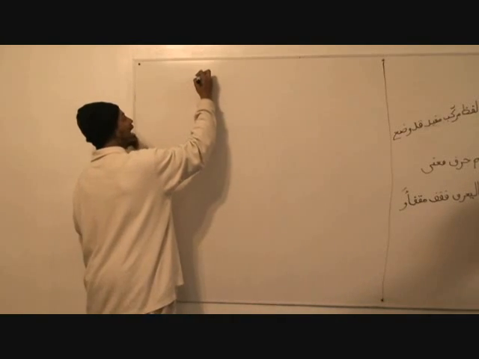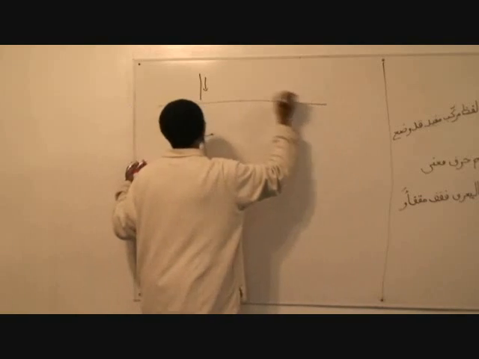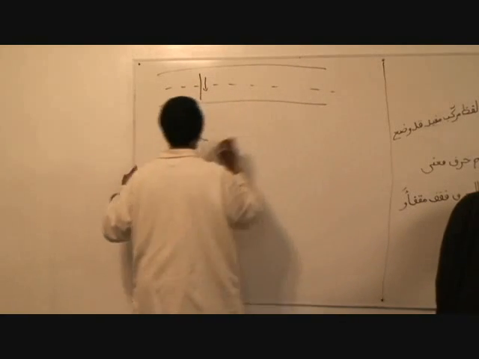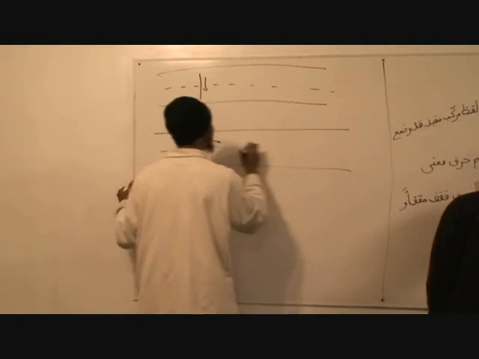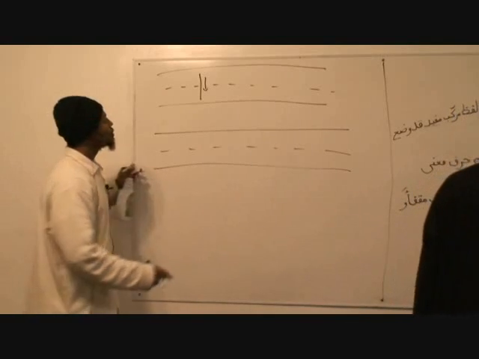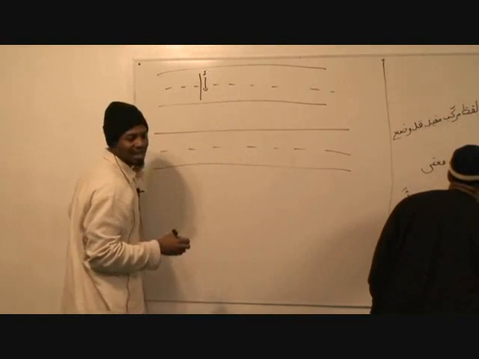Alif. Alif comes straight down. One stroke. If we go across a line, okay, we'll do like this. This represents one complete line. Okay? So, Alif is a one-stroke letter, comes straight down.